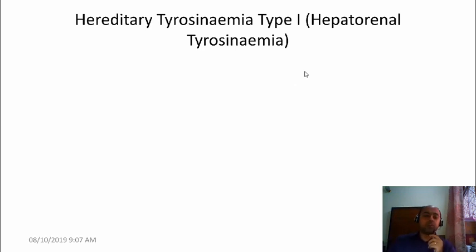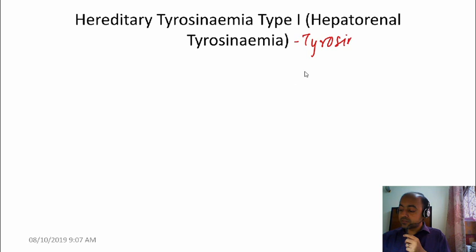Okay, moving on to the tyrosinemia type 1. The tyrosinemia type 1 is the most severe type of tyrosinemia, also known as the hepatorenal tyrosinemia. The other name for this is tyrosinosis. This question was asked in the 2018 NEET exam, where the enzyme deficiency was asked for tyrosinosis. Now, most of the students did not know that tyrosinosis is the name for tyrosinemia type 1. The other name is the hepatorenal.